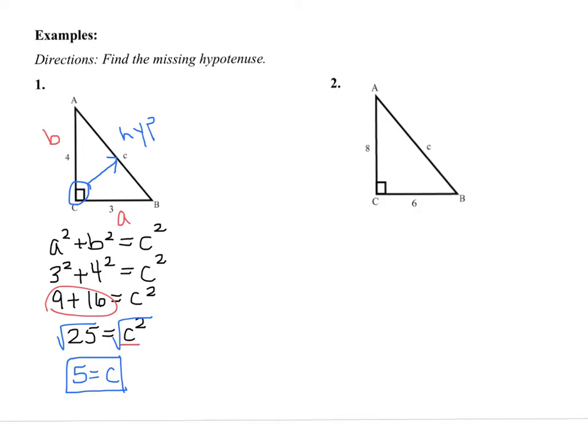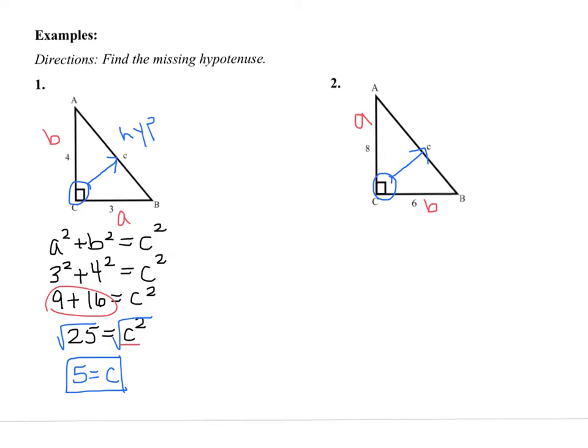So let's do another example together. Again, we want to identify our right angle, which is right here. And across is your hypotenuse, which is C. So now we can label the other two sides A and B. Notice I labeled differently this time. If you look, I labeled B right here, and here I labeled A. Then I have A here and B here.